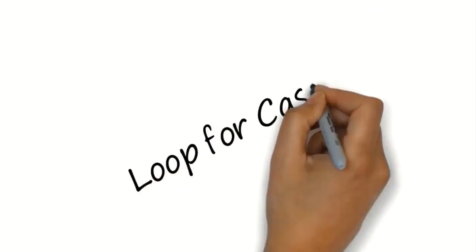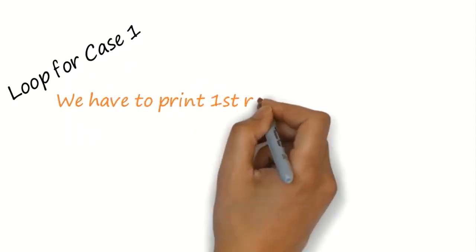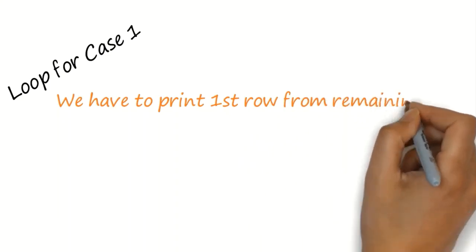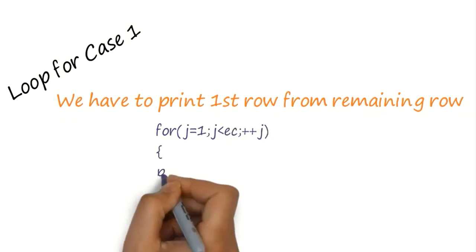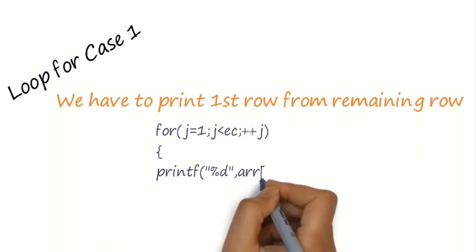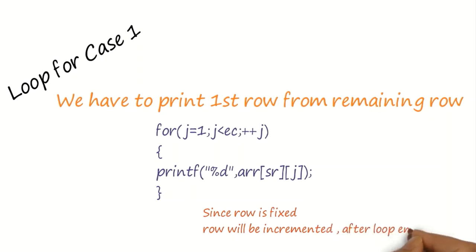Now we will design the for loop for case 1. Case 1 means we have to print the matrix from left to right for the first row only. So the iterator j will start from 1 and it will iterate up to EC, the end column, and j will be incremented by 1. And remember here, since we are designing it for the first row, the row SR will be fixed and the column will be changing. That's why j is given at the position of the column. And after completion of the for loop, the row will change so that we can proceed to the next condition. That's why it is SR++.